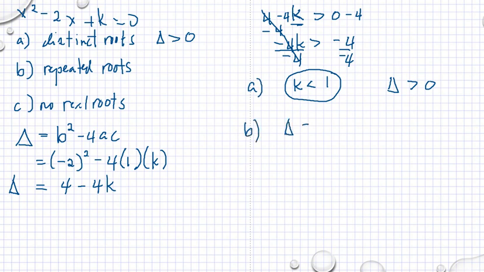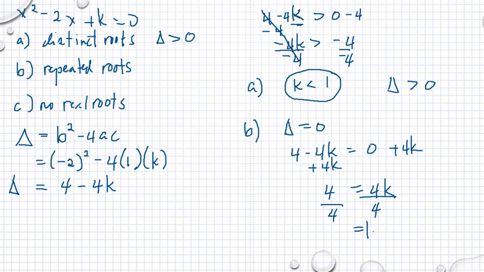B, repeated roots. That means the discriminant is equal to 0. So we have 4 minus 4k is equal to 0. If we add 4k to both sides of the equation, then we have 4k is equal to 4. Divided by 4, then k should be equal to 1. So when k is equal to 1, then we have repeated roots.